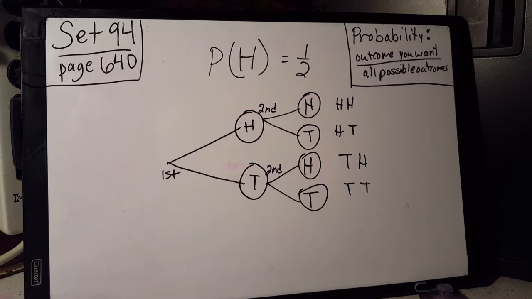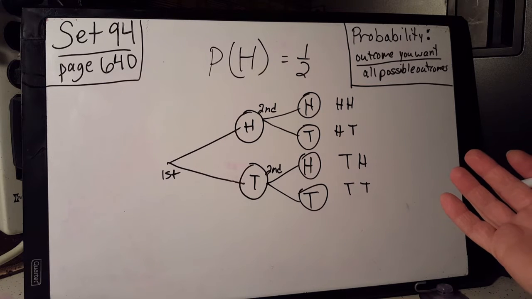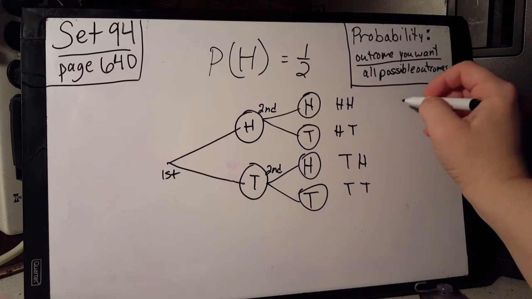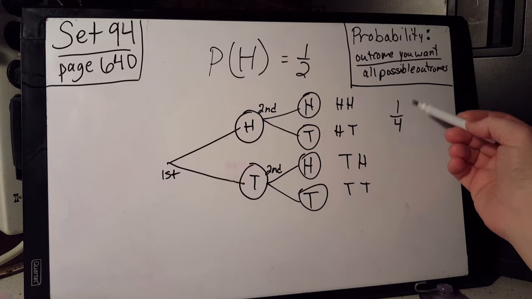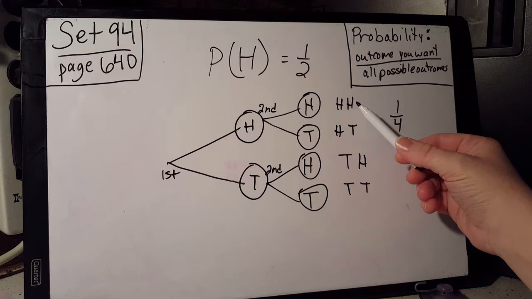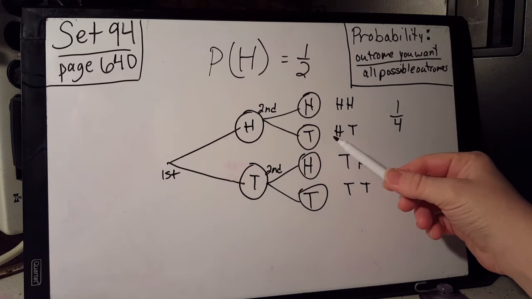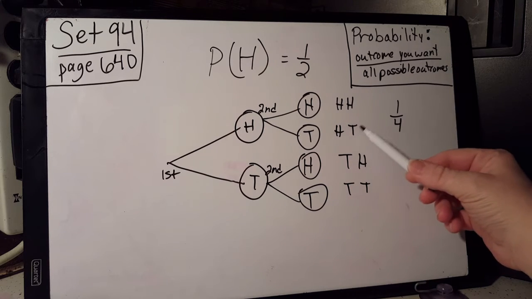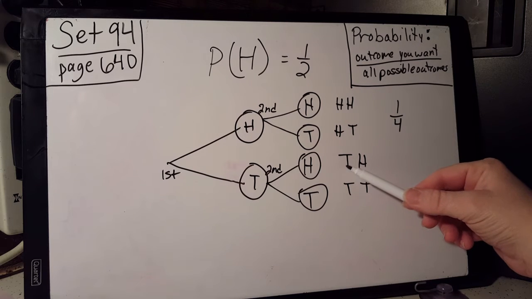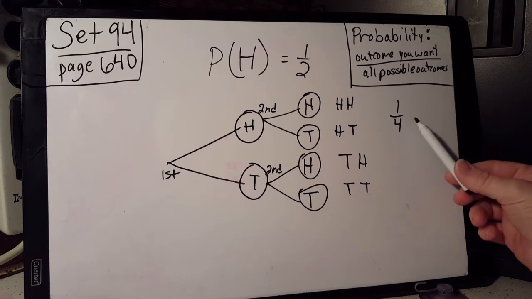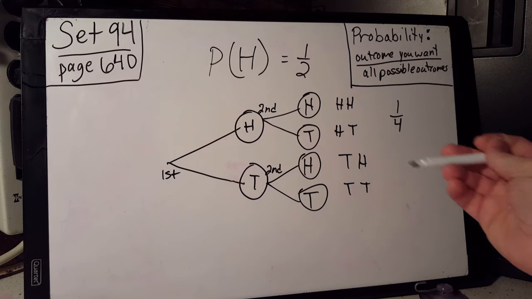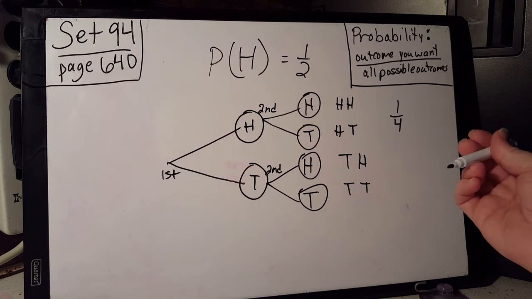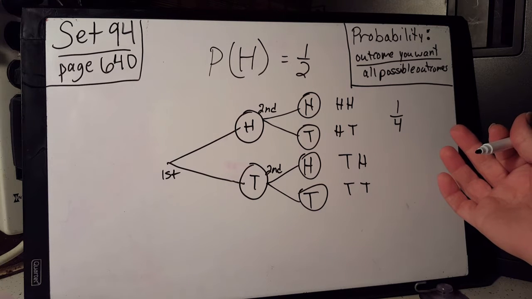Since any of the four possible outcomes in the sample space are equally likely, the probability of each outcome is 1/4. So in other words, you have a 1/4 chance of getting any of these outcomes. You have a 1/4 chance of tossing the coin twice and getting heads and heads again. You have a 1/4 chance of getting heads and then tails. You have a 1/4 chance of getting tails, then heads, and a 1/4 chance of getting tails twice in a row. So each outcome would be 1/4 because you have a 1/4 chance of getting any of those possible outcomes.